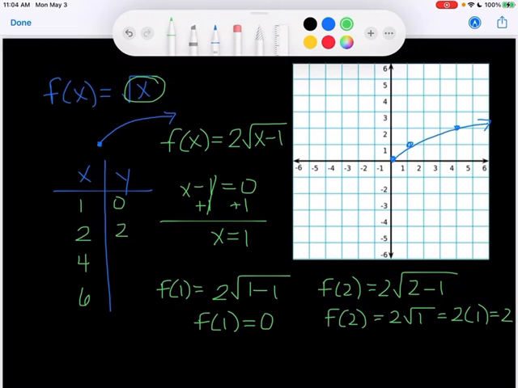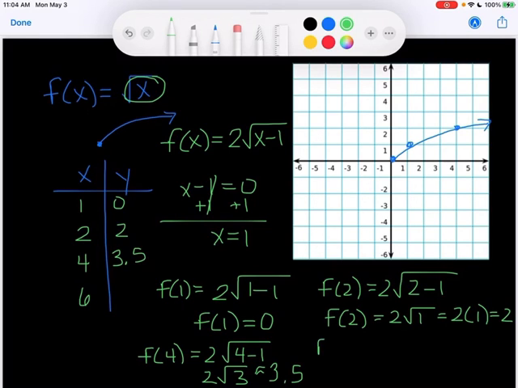Now, if we plugged in 4, we get 2 times the square root of 4 minus 1, so 2 root 3. And you'll need to type this into your calculator and just get a decimal, and graph it as close as you can. So this is approximately 3.5. And then we need to do f of 6. Okay, so we get 2 times the square root of 6 minus 1, so that's 2 root 5. And again, let's get a decimal here. 2 square root of 5 is approximately 4.5.